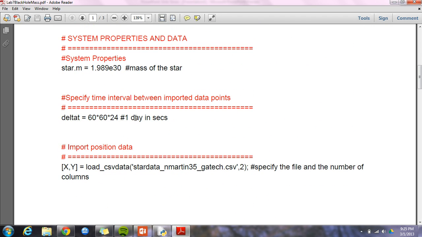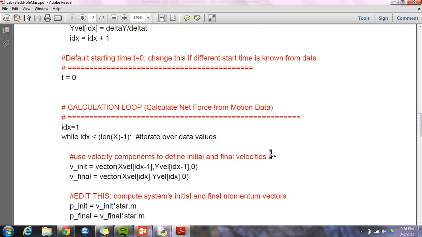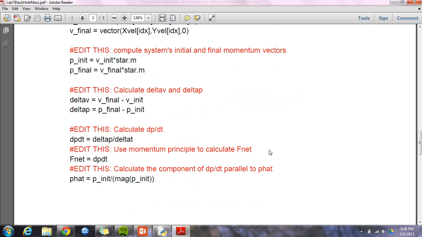So here we have the mass of our star and how long it's going to take for the star to orbit the black hole. Next, we put in the data that was given here from WebAssign, and that's just the position of the star at different times. And so next, we'll actually get into the physics of the problem.